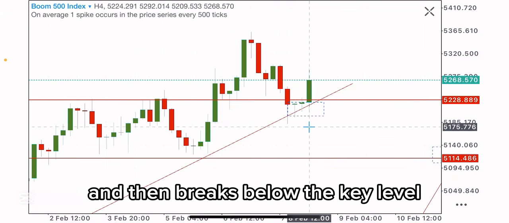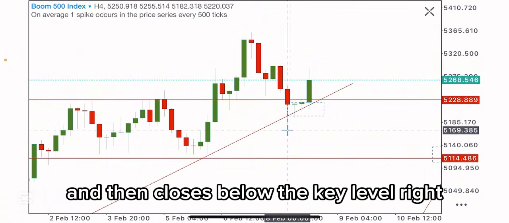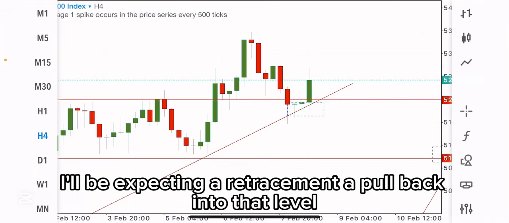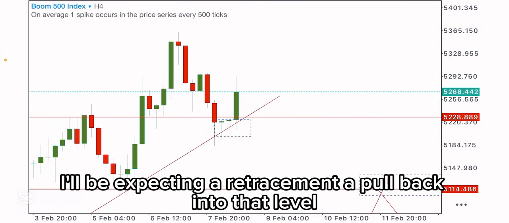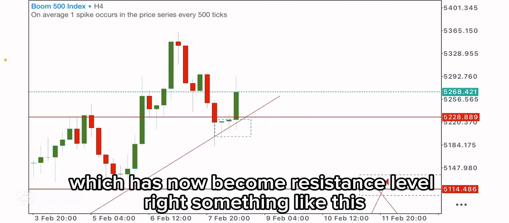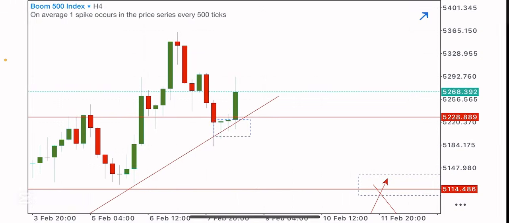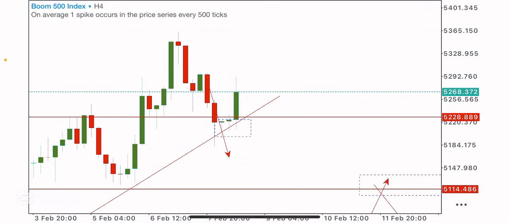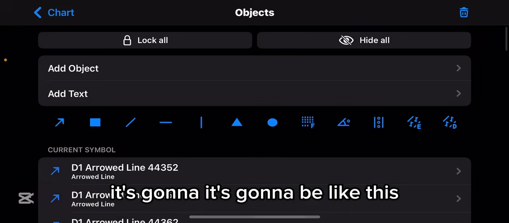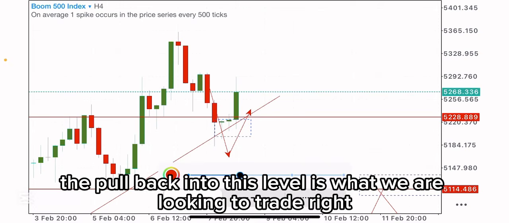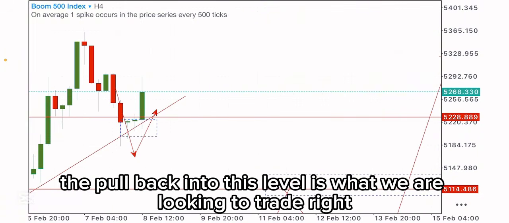All right. Now, if eventually price comes to this key level and then breaks below the key level and closes below it, I'll be expecting a retracement, a pullback into that level, which has now become a resistance level, right? Something like this. It's gonna be like this. The pullback into this level is what we are looking to trade.